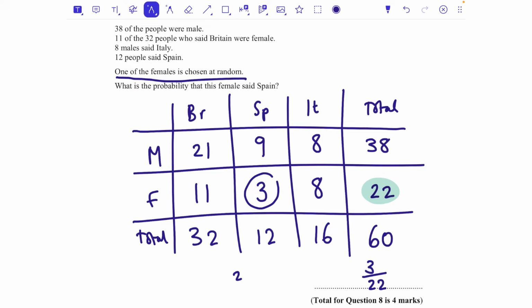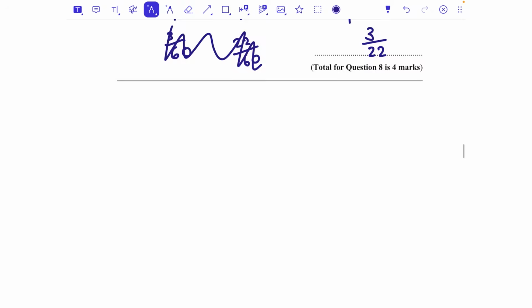Some people would write 22 out of 60. That's the probability of picking a female. Some people would write 3 out of 60. That's the probability of picking a female that said Spain out of everyone. But you're not picking out of everyone. You're only picking from one of the females. So there we go. 3 out of 22.